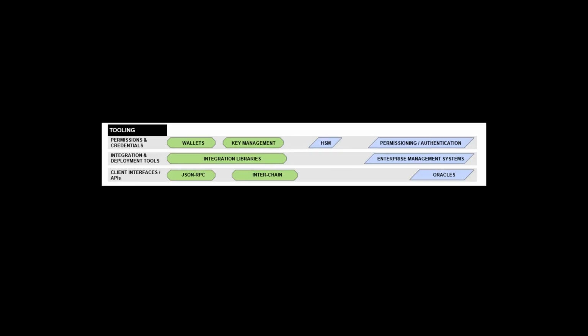Moving up into the next layer, we have the tooling layer. And so here we have the client interfaces and APIs. At this point in time, JSON RPC is the dominant API format for talking to nodes on the network. Then there's also this notion of interchain APIs as well. And this is more of an emerging area where different blockchains can potentially transfer data to one another. And so in the nearer term, it's more about transferring potentially state or sending details of transactions across them.